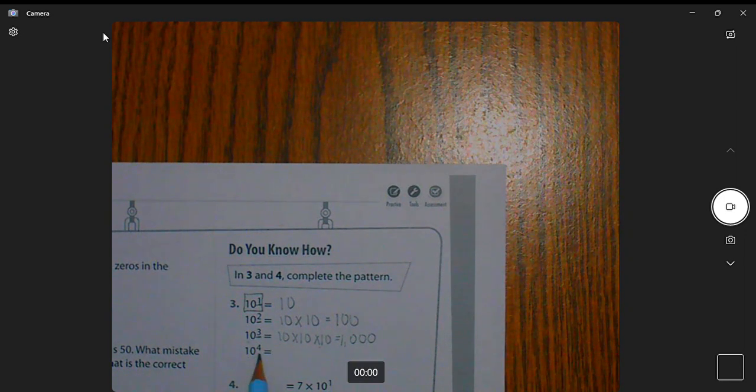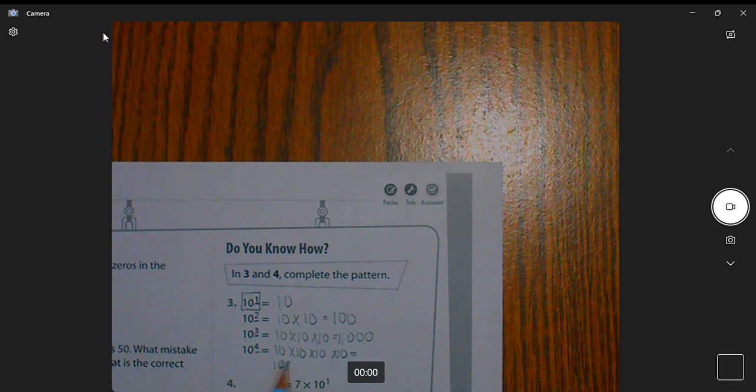10 to the fourth power is 10 times 10 times 10 times 10. Well, I know 100 times 100. What do you think it is? Right, I think it's 10,000.